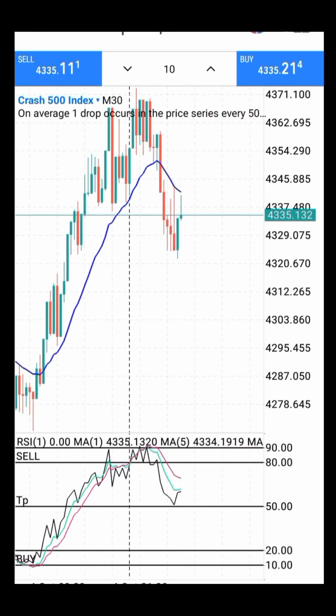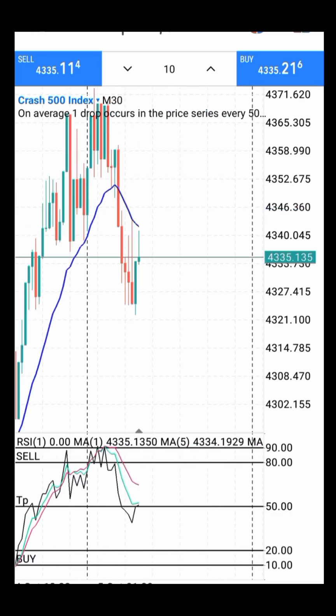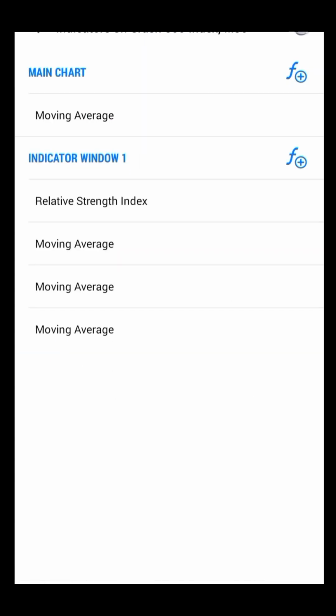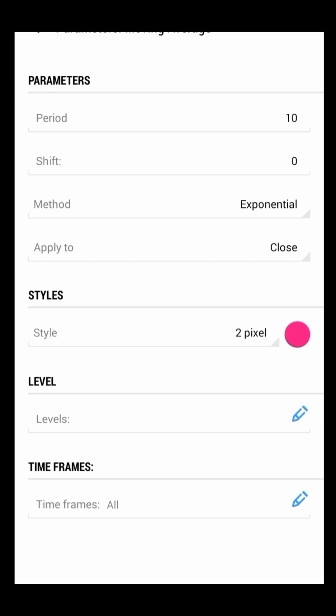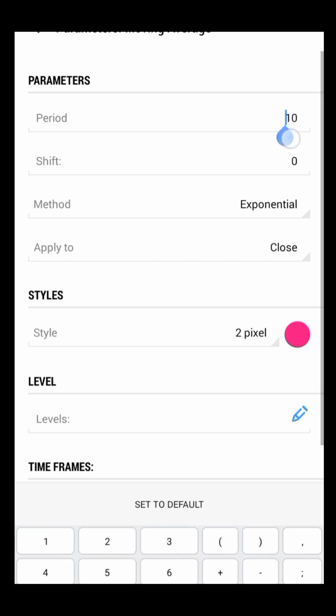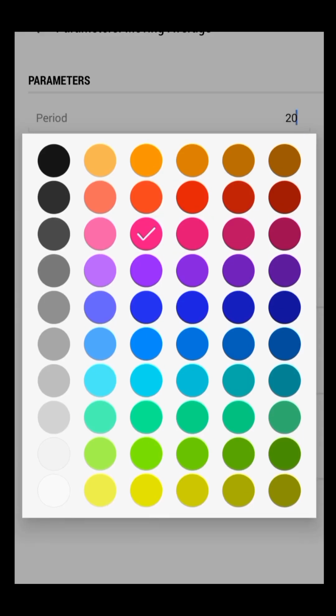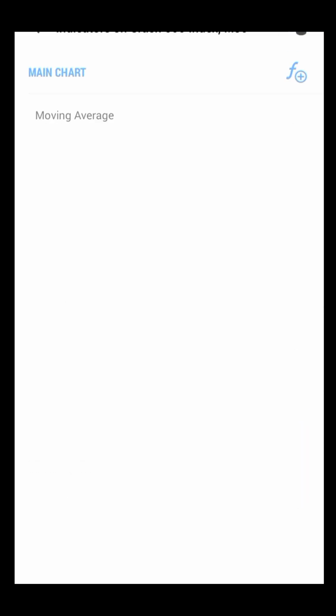So don't let me talk too much, let's go straight to the strategy. Let me delete everything on my chart and let's add it back together so that we can have a very clear understanding of the strategy. The first thing we are going to add is a moving average on the main chart. The moving average is 20 period, method exponential. I'm using blue on the main chart, then click on done.